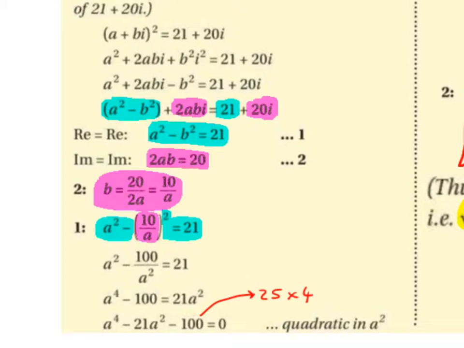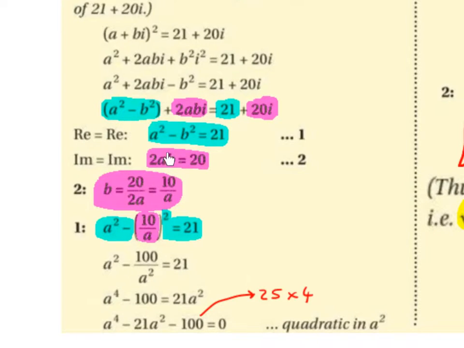Next we put the real with the real and the imaginary with the imaginary. So a² - b² is going to be equal to 21. The real parts equaling the real parts, that's equation 1. And 2abi is going to be equal to 20i. But we can cancel out the i's, so we have 2ab equals 20. That's going to be equation 2. That's the imaginary parts with the imaginary parts.